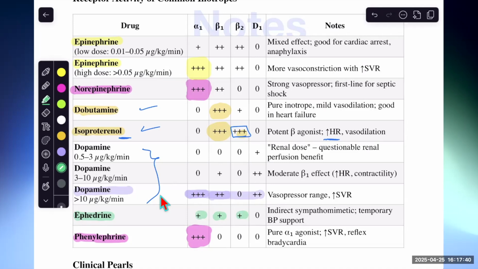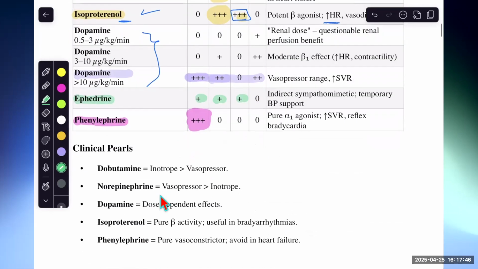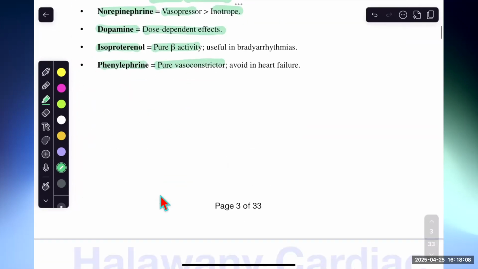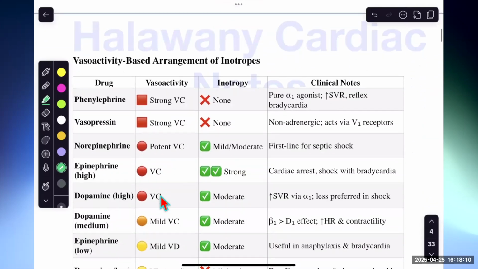So far, I just want to give you some hints, and don't worry, we will go through each individual drug while we go. This is the point I want you to understand. When I say dobutamine, it's inotrope more than vasopressor. When I say noradrenaline, it's vasopressor more than inotrope. Dopamine, dose dependent. Isoprenaline, pure beta. Phenylephrine, pure vasoconstrictor. This is the idea I want you to get in your mind.